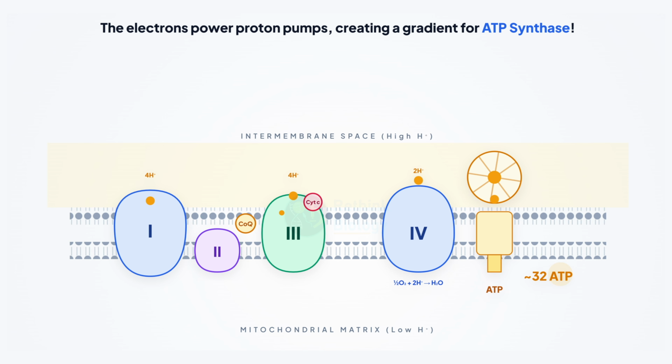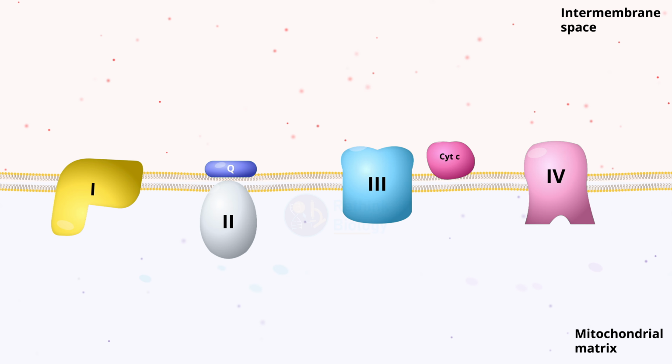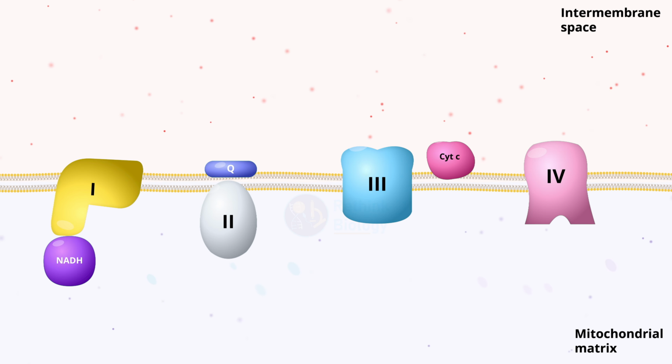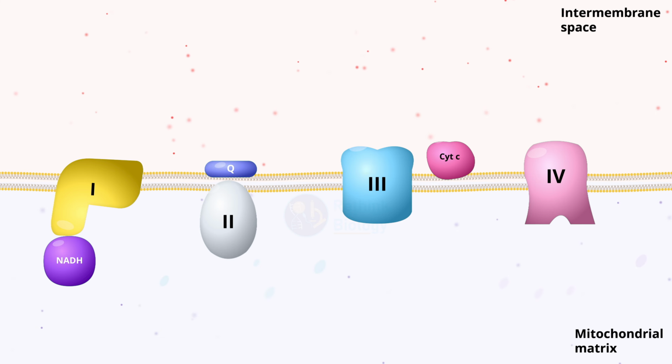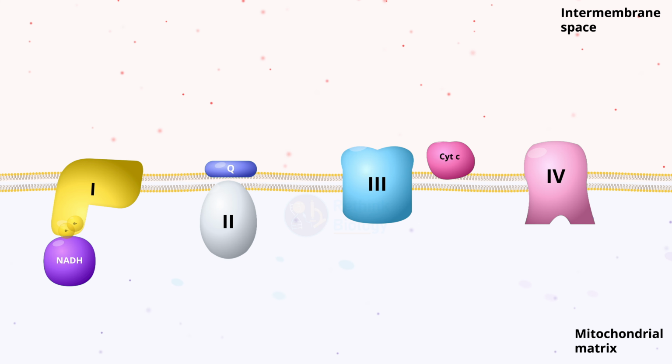Let's watch an NADH molecule approach the membrane. NADH heads straight for complex 1. Complex 1 is a massive protein that stretches all the way through the inner membrane. NADH docks at a specific binding site on the matrix side of complex 1. It releases 2 high-energy electrons into the complex.